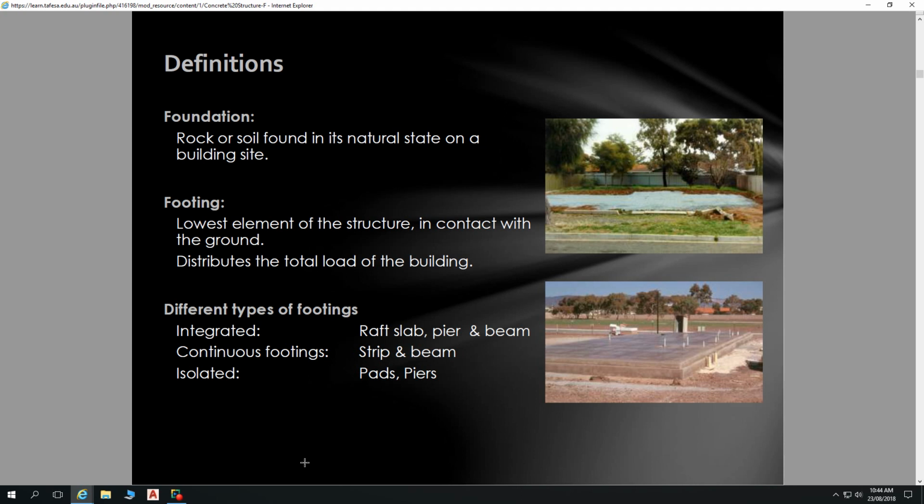Different types of footings: integrated, raft slab, pier, and beam. So this is a piece of cable, but we can imagine that as a beam. I guess this is not a particularly good pier and beam because, well, there we go. That's just a single pier and beam.